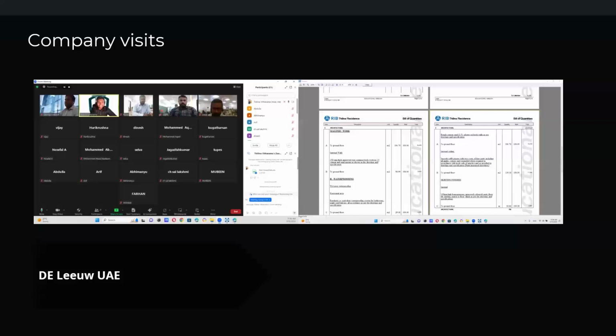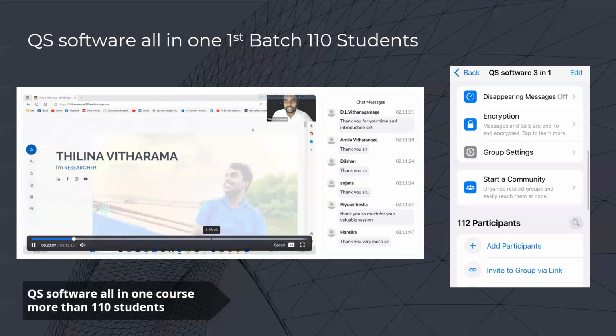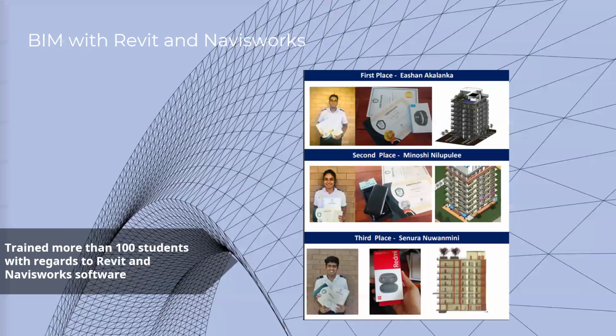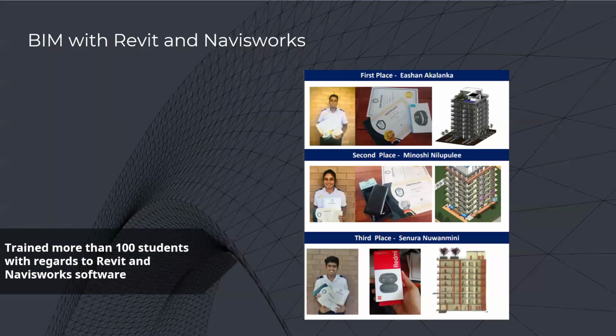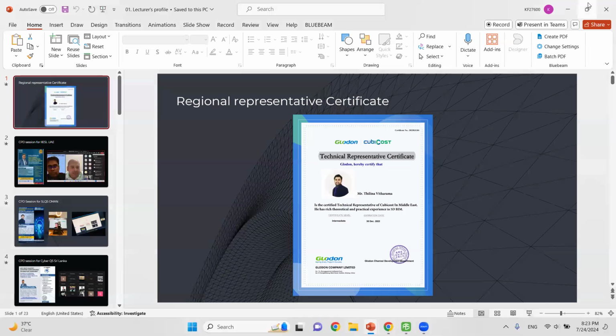And this is one training I have done for Believe UAE, and my other course is the QA Software All-in-One program. I trained more than 2,000 quantity surveyors with QA Software All-in-One, and this is the final year BIM module for KDU students, and this is my Revit and Navisworks course. I have conducted a competition among the students, and I have given them valuable gifts. So this is about me.